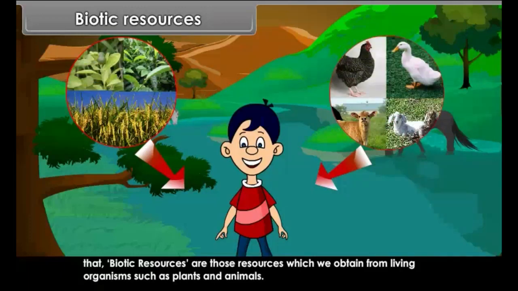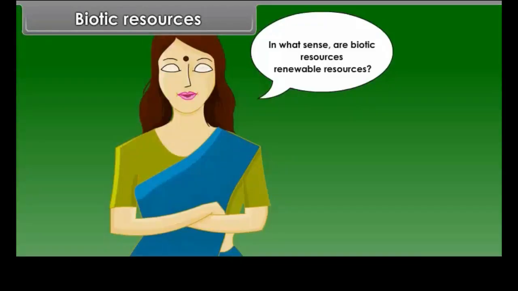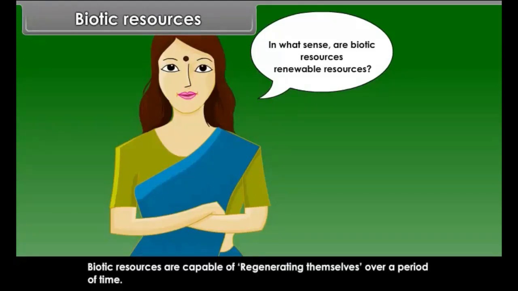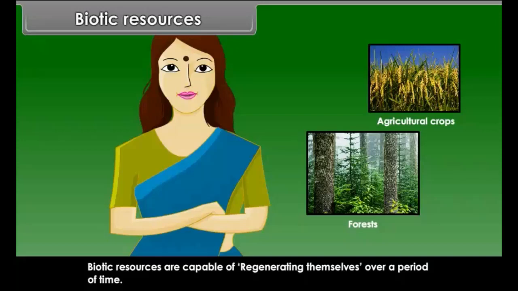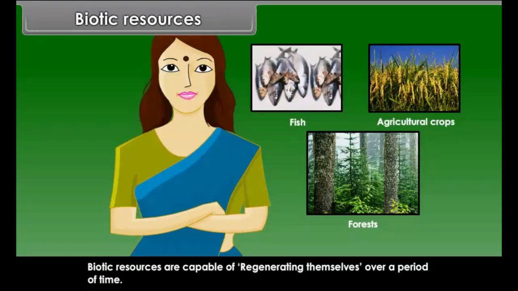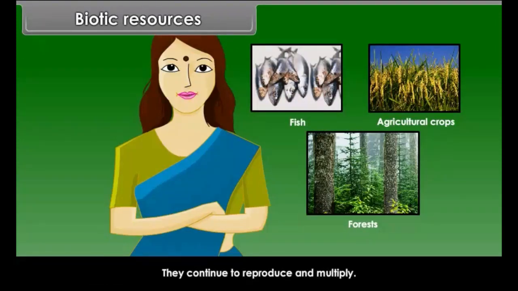as plants and animals. In what sense are biotic resources renewable resources? Biotic resources are capable of regenerating themselves over a period of time. For example, agricultural crops, forests, fish, etc. They continue to reproduce and multiply. In this sense, the biotic resources are renewable.